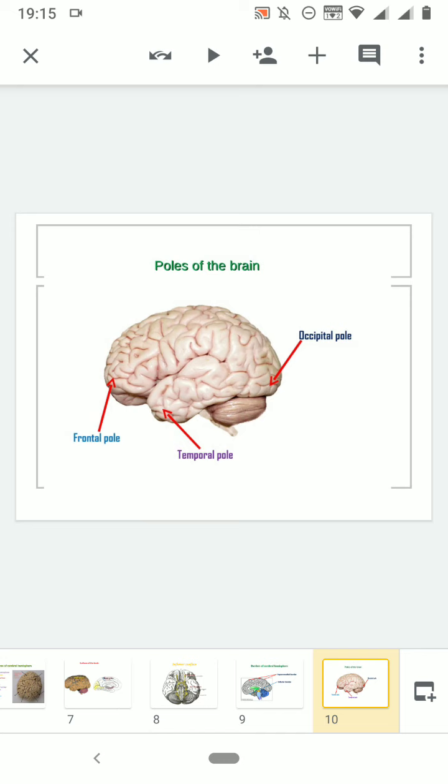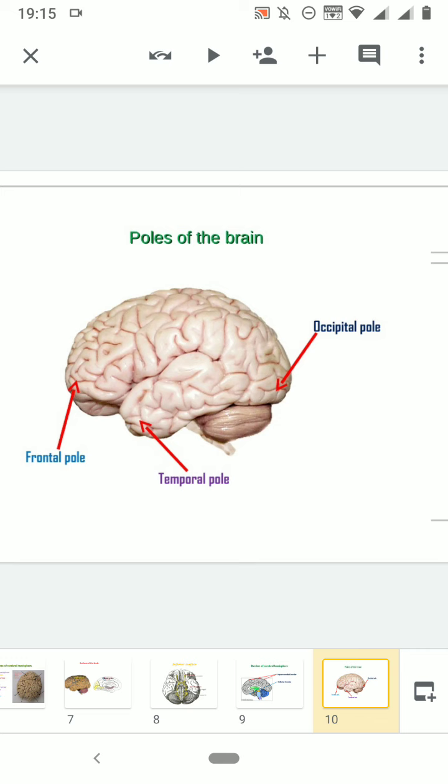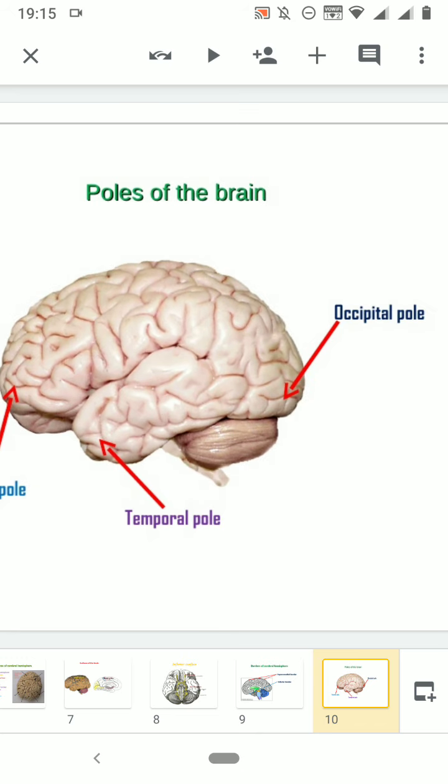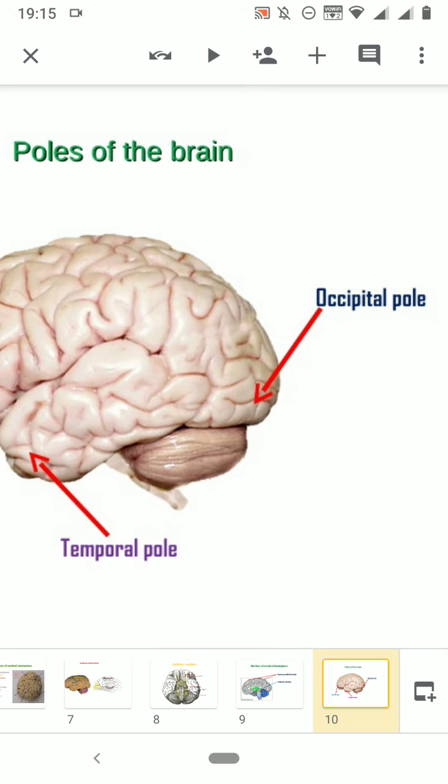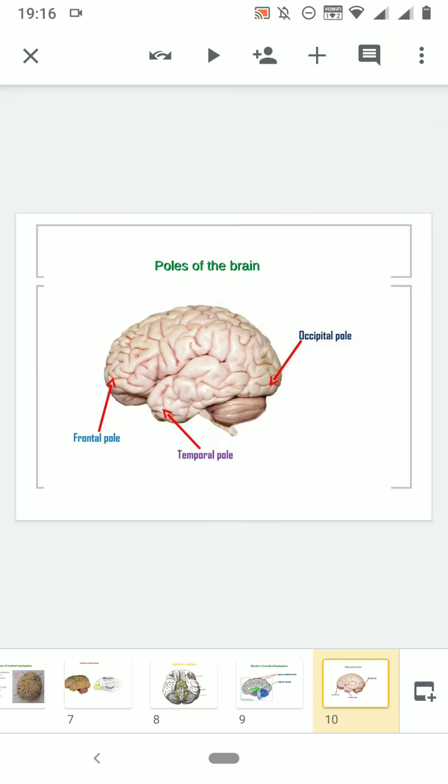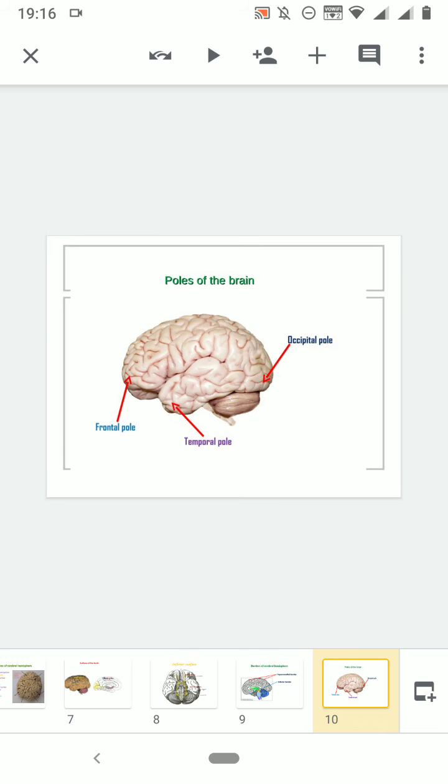Okay. So let's see the poles of the cerebrum. So what are the poles? There are 3 poles you have to remember. We have talked about 3 surfaces, and now we are talking about the 3 poles. That is the frontal pole, which is anteriorly placed. Then anterior inferior, you have the temporal pole, and posteriorly the occipital pole. Just below the occipital pole you can see the cerebellum very clearly. So these are the poles of the cerebrum.